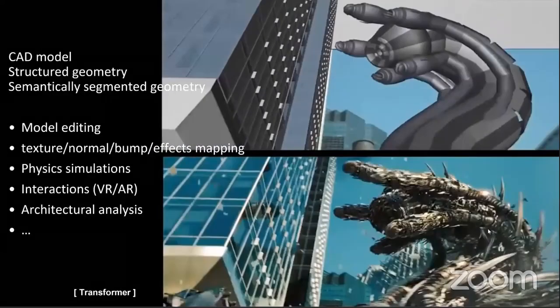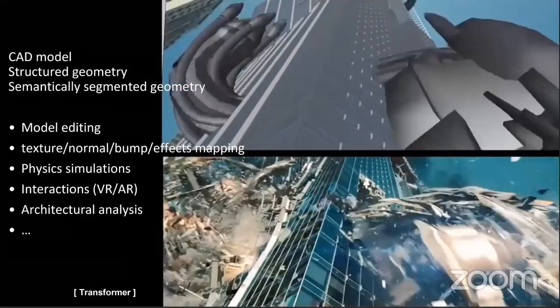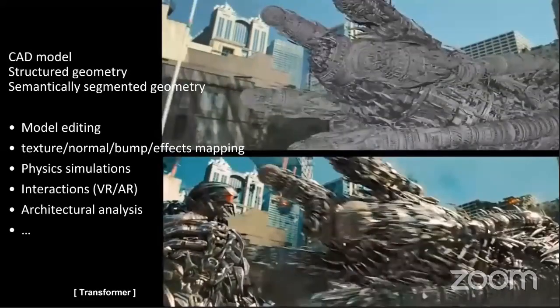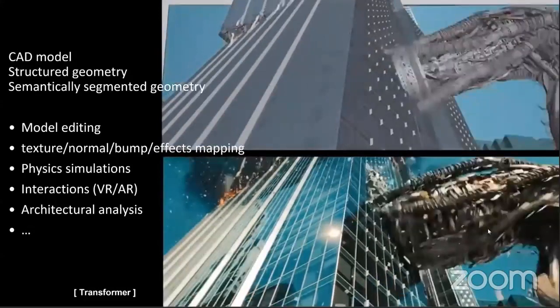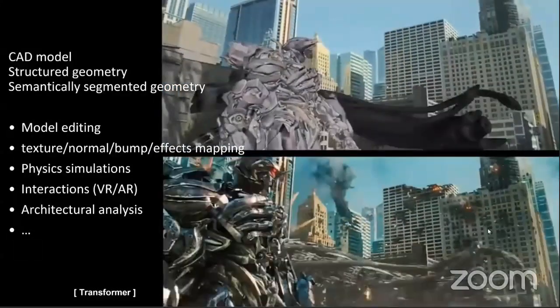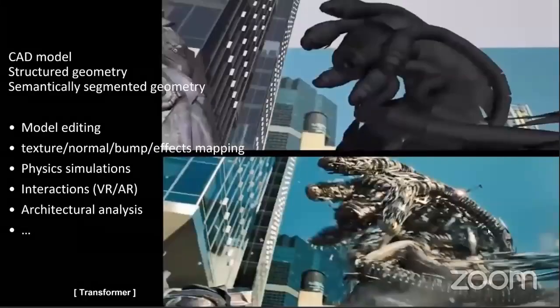At the bottom, you see a movie clip from the movie Transformers. It's pretty amazing, and this is possible because of CAD models. Unfortunately, the only way to get them at the moment is manually, by professional modelers. And these models are effective for editing, effects mapping, physics simulations, interactions, etc.